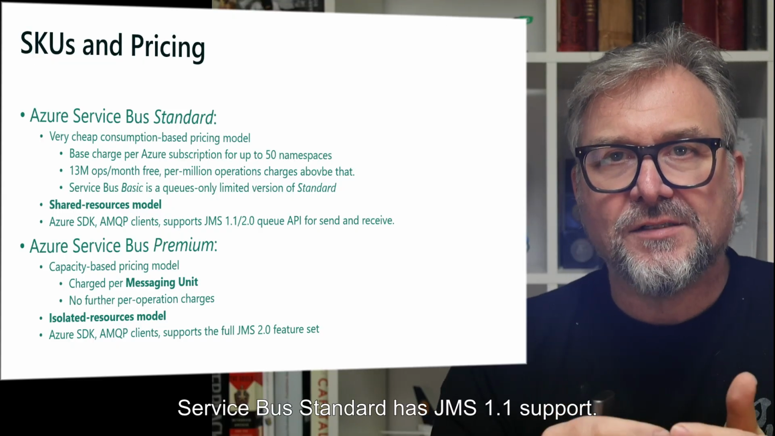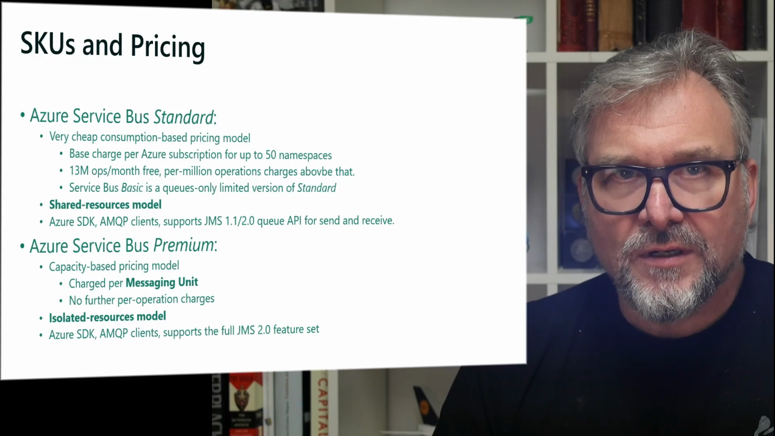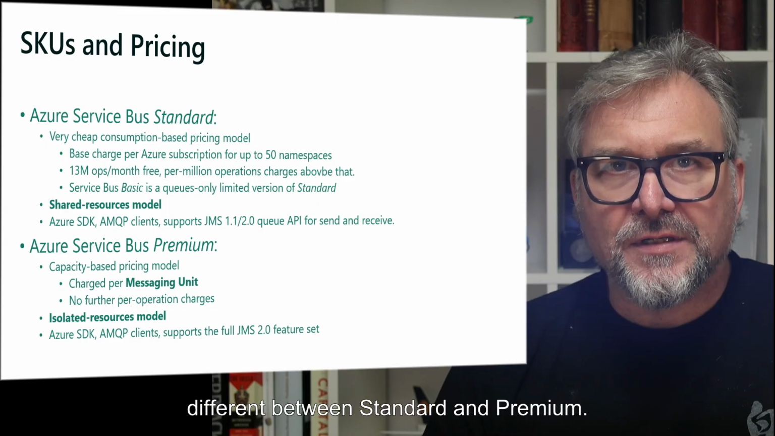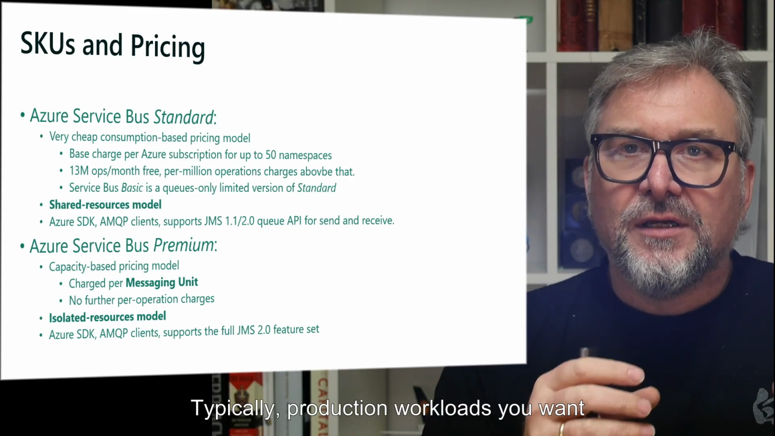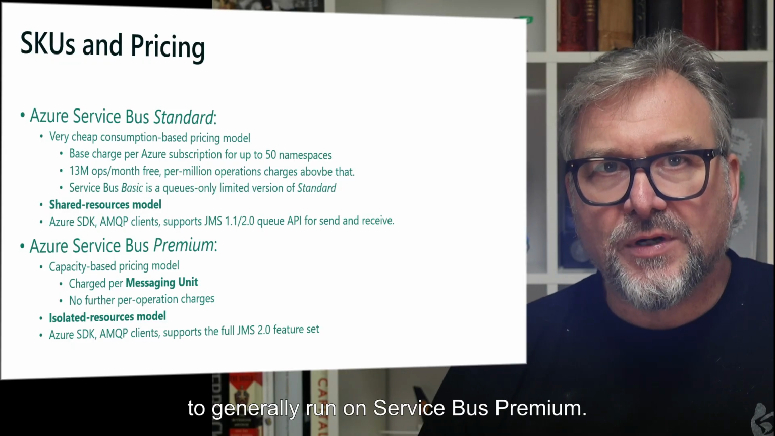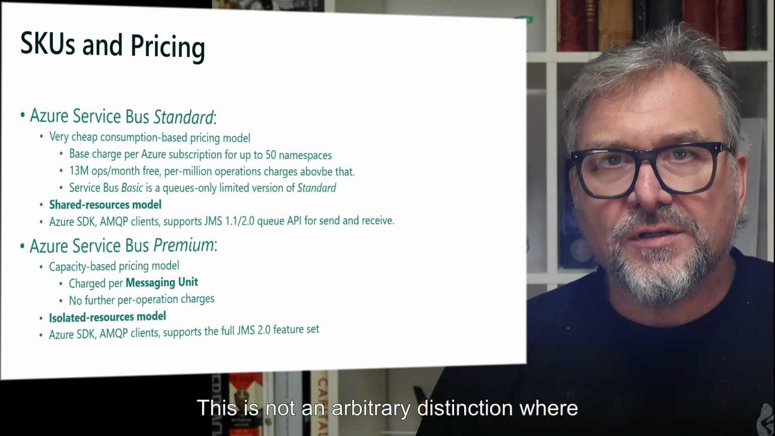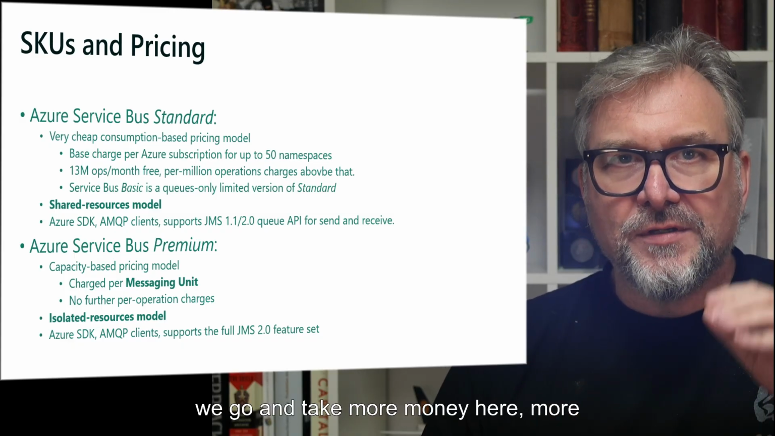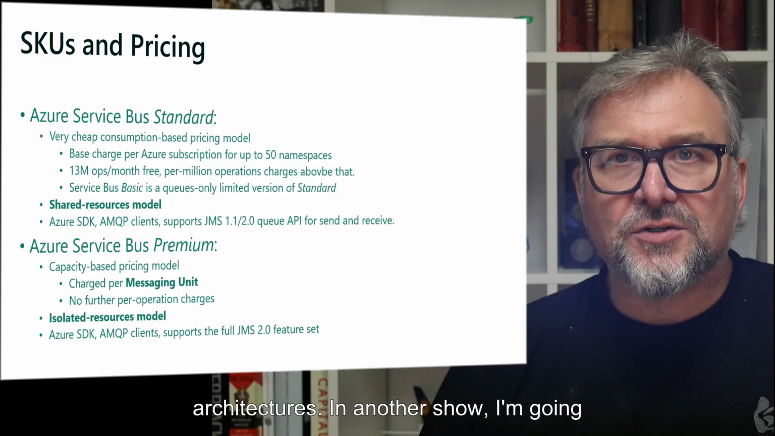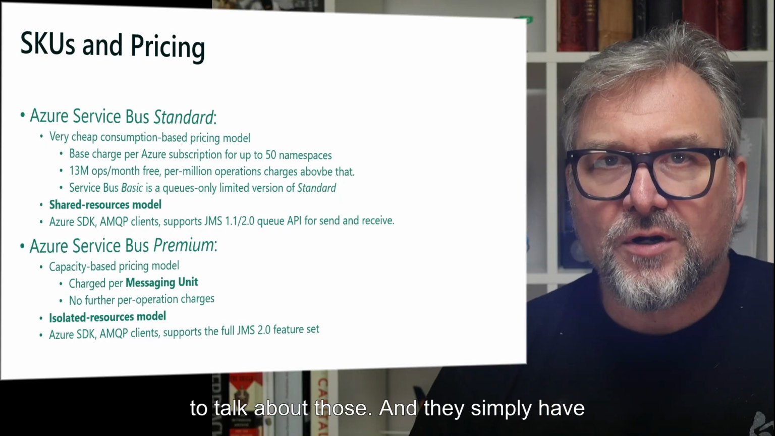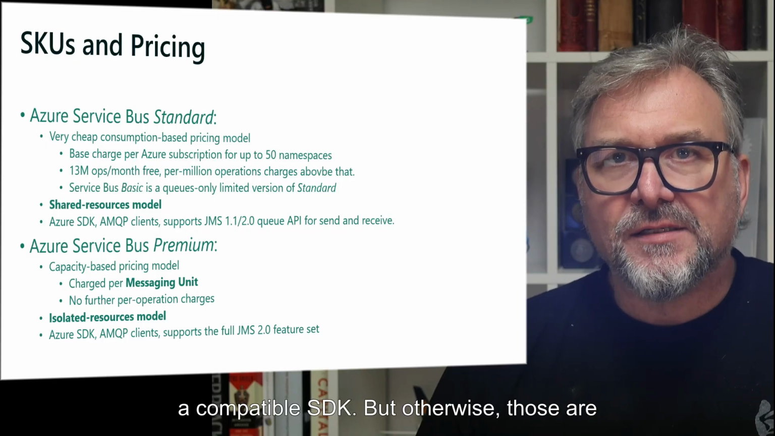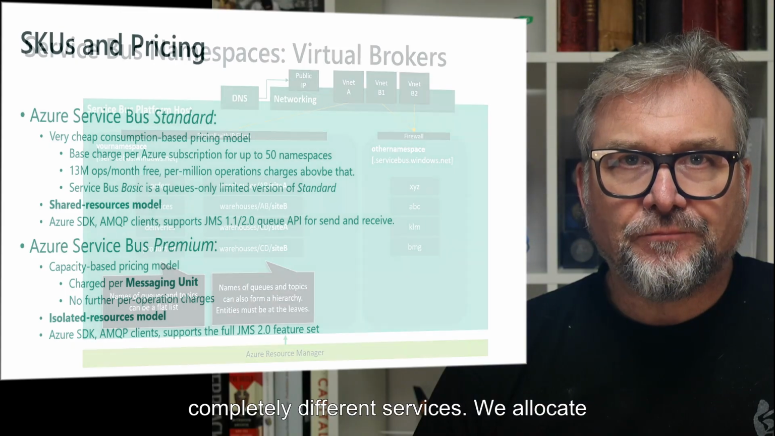Service Bus Standard has JMS 1.1 support. Also, the throughput quotas are a bit different between standard and premium. Typically, production workloads you generally want to run on Service Bus Premium. This is not an arbitrary distinction where we take more money here, more money there. There are completely two different architectures. In another show, I'm going to talk about those. And they simply have a compatible SDK, but otherwise, those are completely different services.